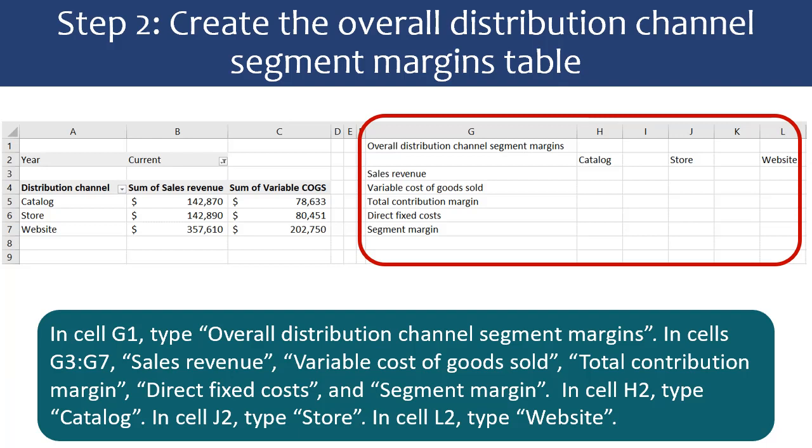In cell G1, type Overall Distribution Channel Segment Margins. In cells G3 through G7, type Sales Revenue, Variable Cost of Goods Sold, Total Contribution Margin, Direct Fixed Costs, and Segment Margin. In cell H2, type Catalog. In cell J2, type Store. In cell L2, type Website.